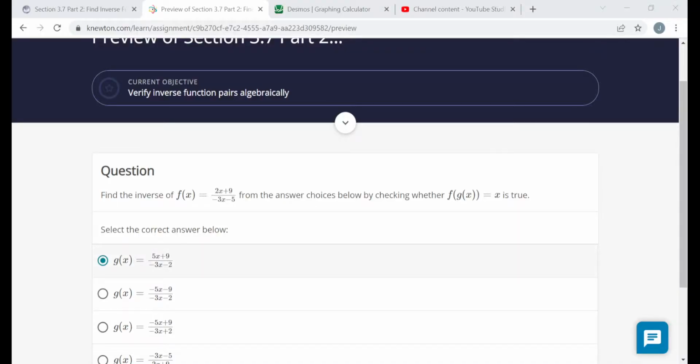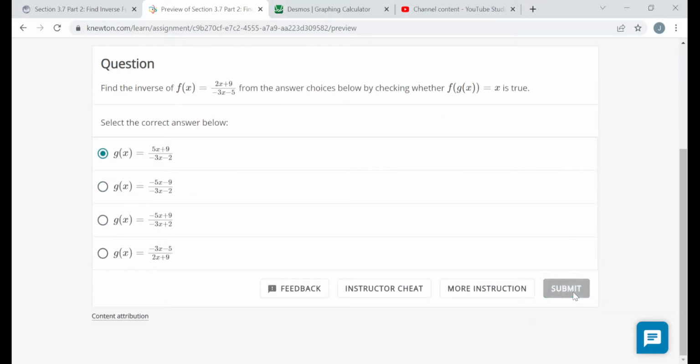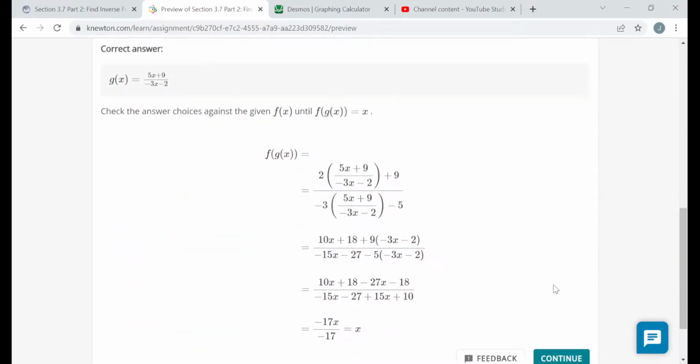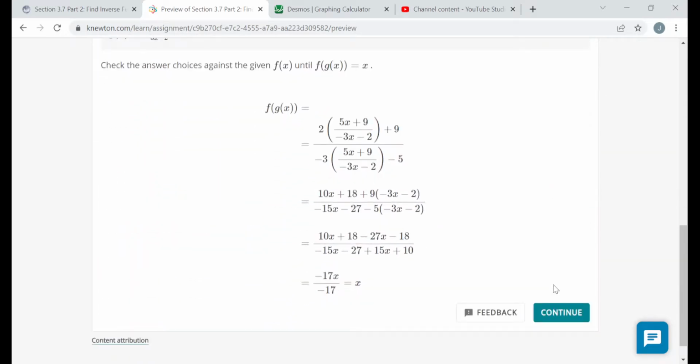Alright, but I already toggled that first option there, and that's what I got. Great. And again, please read through the answer explanations. Make sure that you understand what's going on, hopefully.